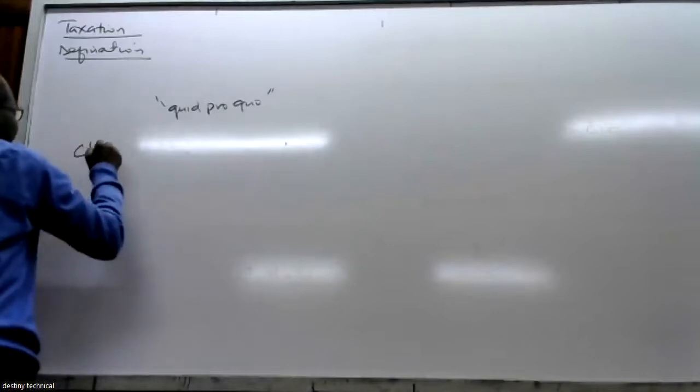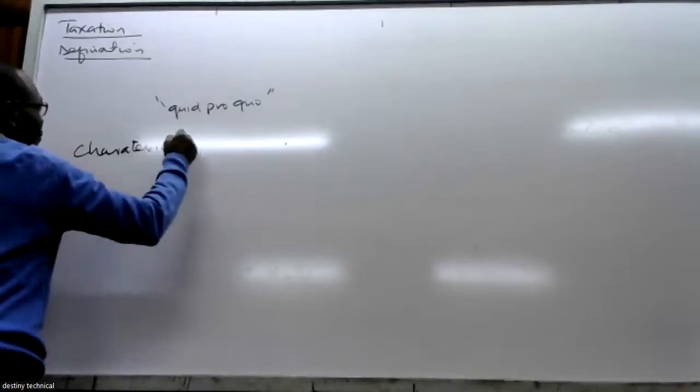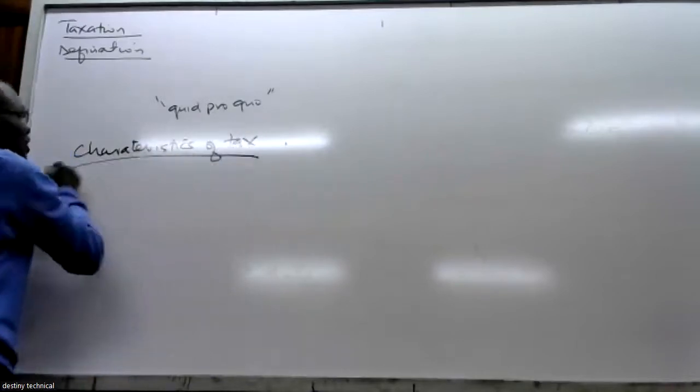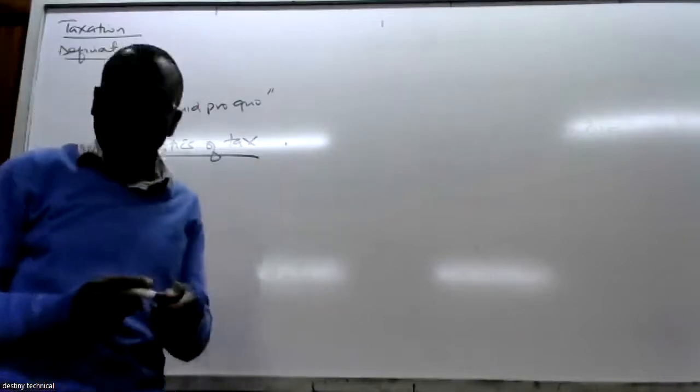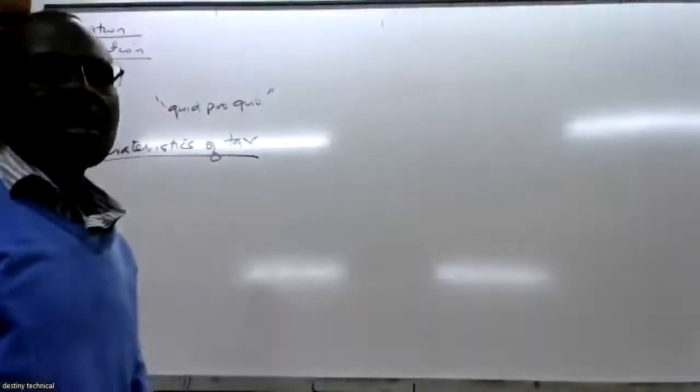Then it's also important that we give some key characteristics of tax. So characteristics of tax. This will distinguish tax from any other payments. The first characteristic, tax is payable where there is an income. Only where there is an income. Tax is payable only where there is an income.